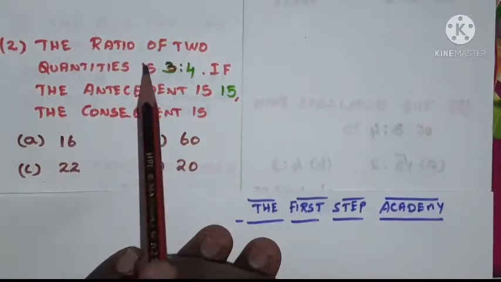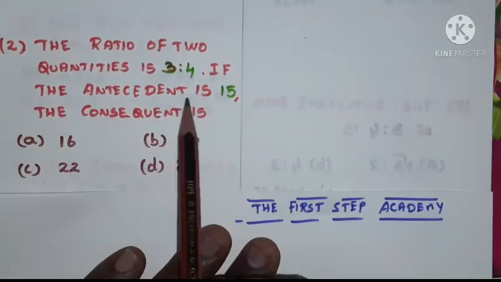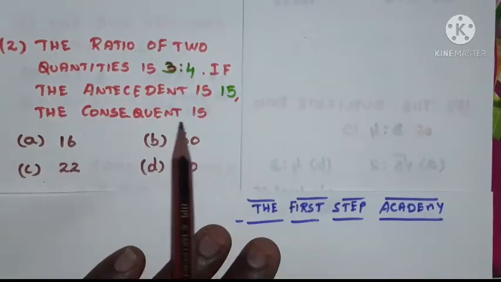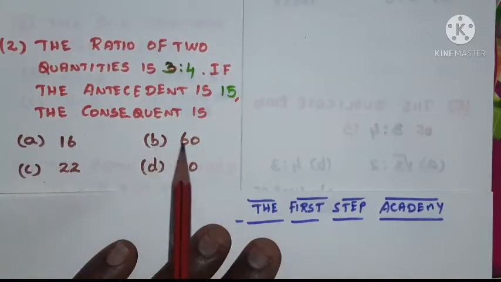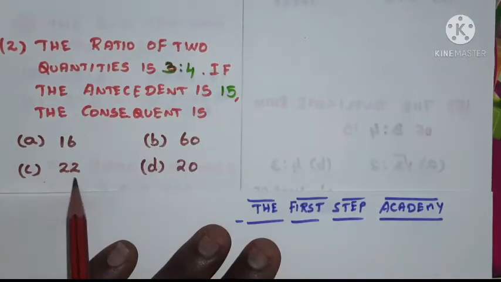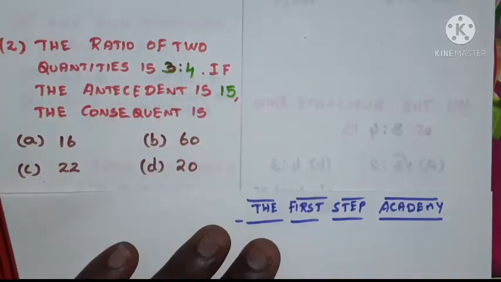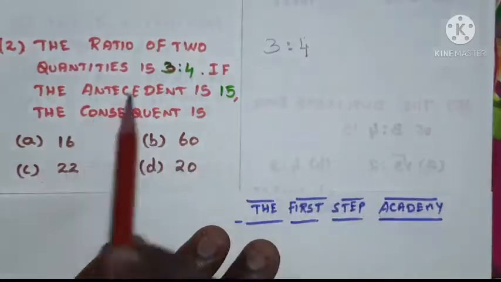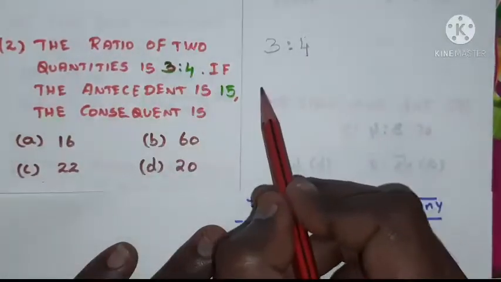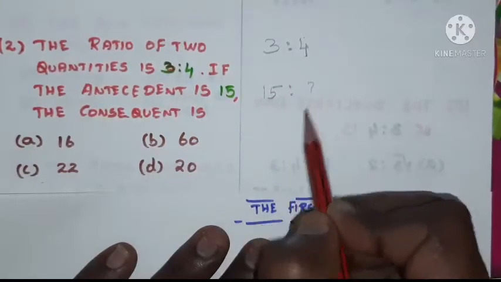The second question. The ratio of two quantities is 3 is to 4. If the antecedent is 15, what is the consequent? That's what is asked. The given options are option A 16, option B 60, option C 22, option D 20. So look here: the given ratio is 3 is to 4. They said the antecedent is 15, and they are asking us for the consequent.